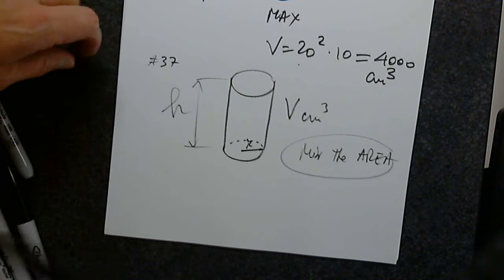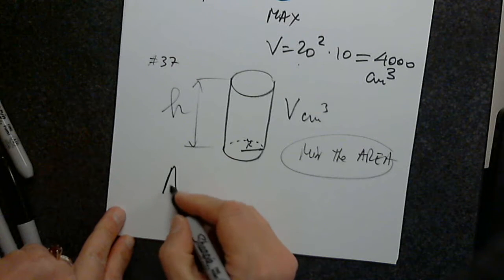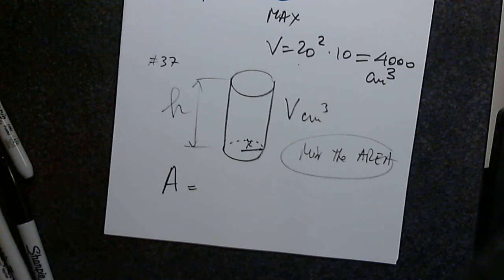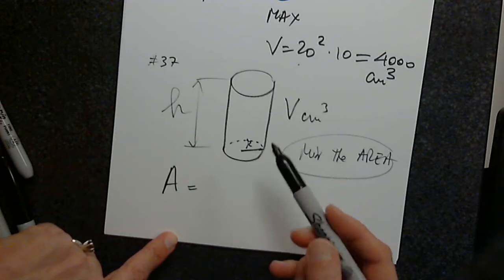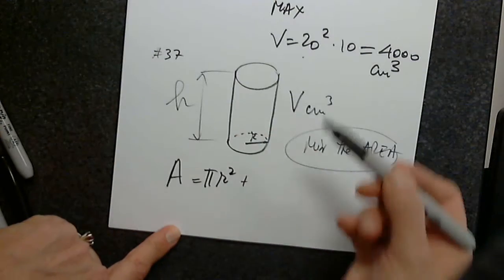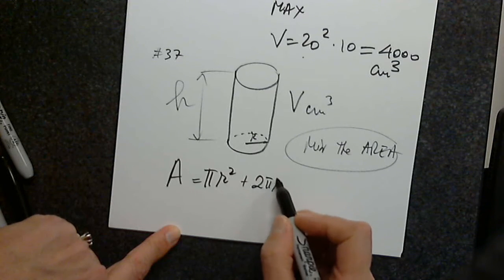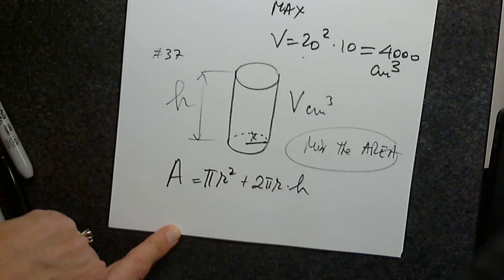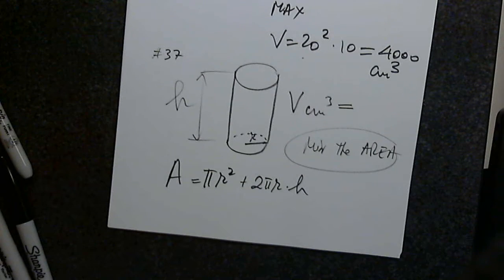So let's see how we create the area. Can anyone give us the formula for the area? Very good. Area of the base plus the lateral area, 2 pi r times h. Excellent. Also remember, we have to write the volume. The volume is very important because once we get the volume, from there we will pull out something.